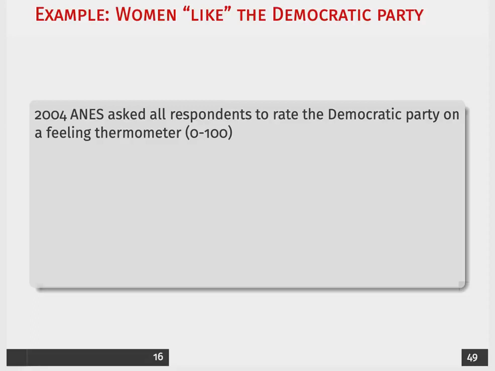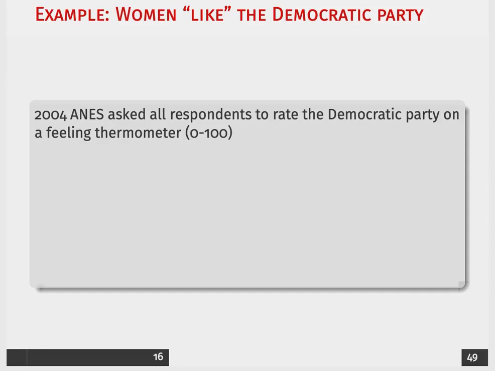All right, so let's walk through just one example of using a large sample to make a hypothesis test about some mean. The example that I'm going to use is whether or not women, quote, like the Democratic Party. I know that this is a pretty easy and simple example, but I want to use it to stress the precise steps that you need to walk through in order to conduct a hypothesis test.